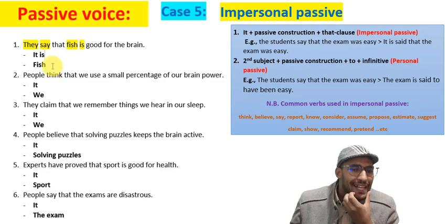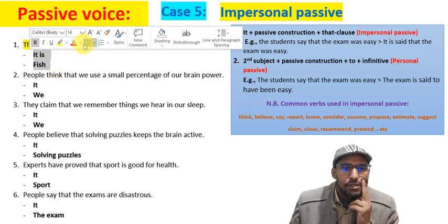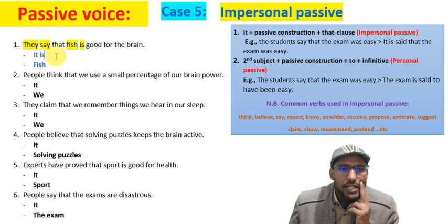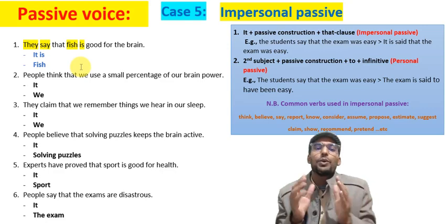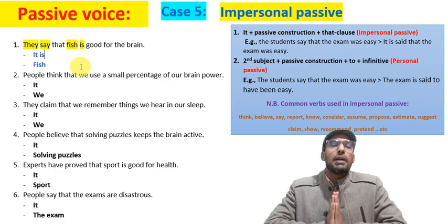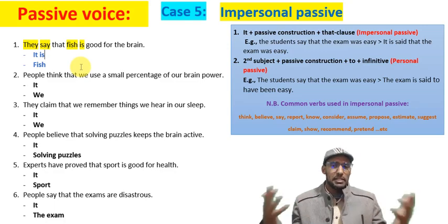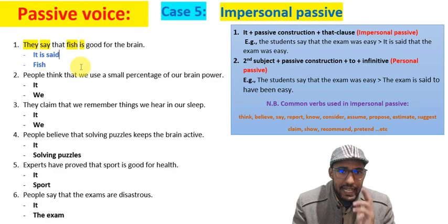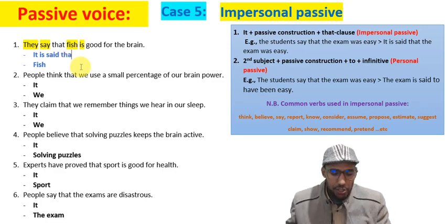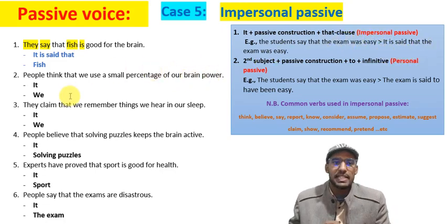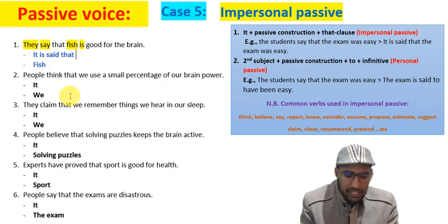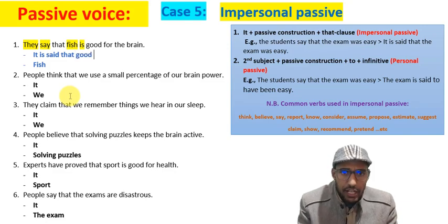Then what do you have there? Let's put everything in blue here, as usual. We say it is, plus what? To finish our passive construction, we have to put the main verb, say, in the past participle, as usual, so that we can talk about a passive statement. So we see here, it is said. And then, as I said before, you just add the that clause without any change. This is the impersonal passive case. It is said that fish is good for the brain.